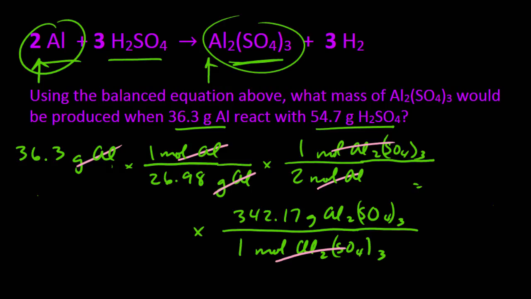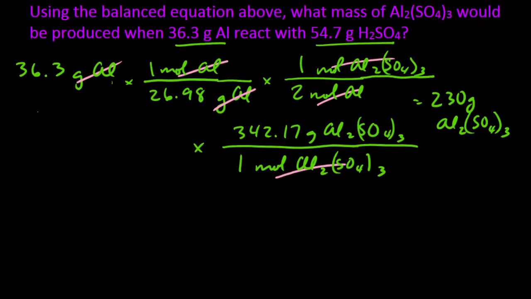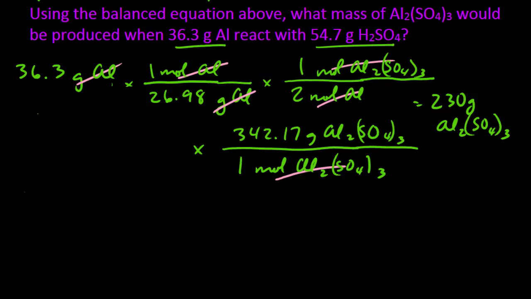And if we go ahead and run this through our calculators, we take 36.3 times 342.17 divided by 26.98, divided again by 2, and we wind up with an answer of 230 grams of the aluminum sulfate. Now again, this is just one of the two answers we're going to calculate. We also have to work with the quantity of 54.7 grams of the sulfuric acid.